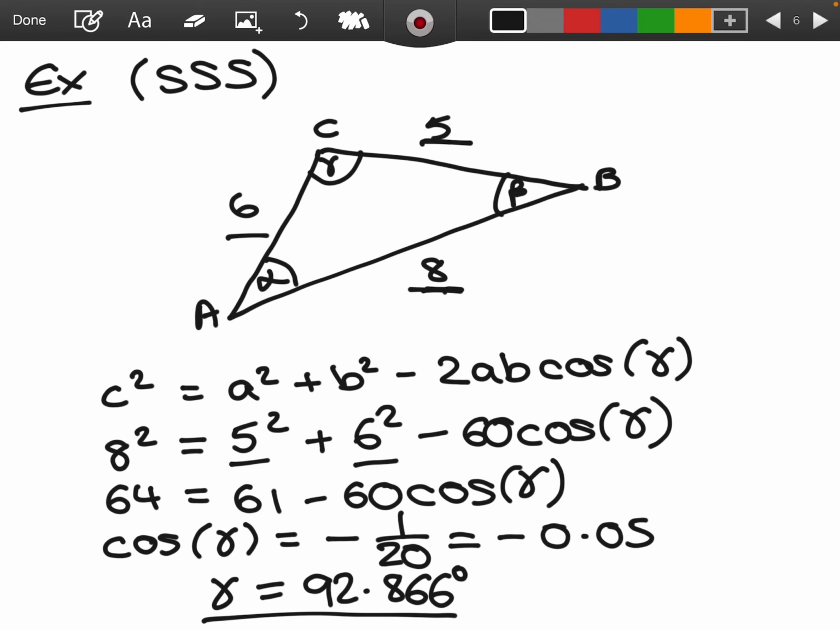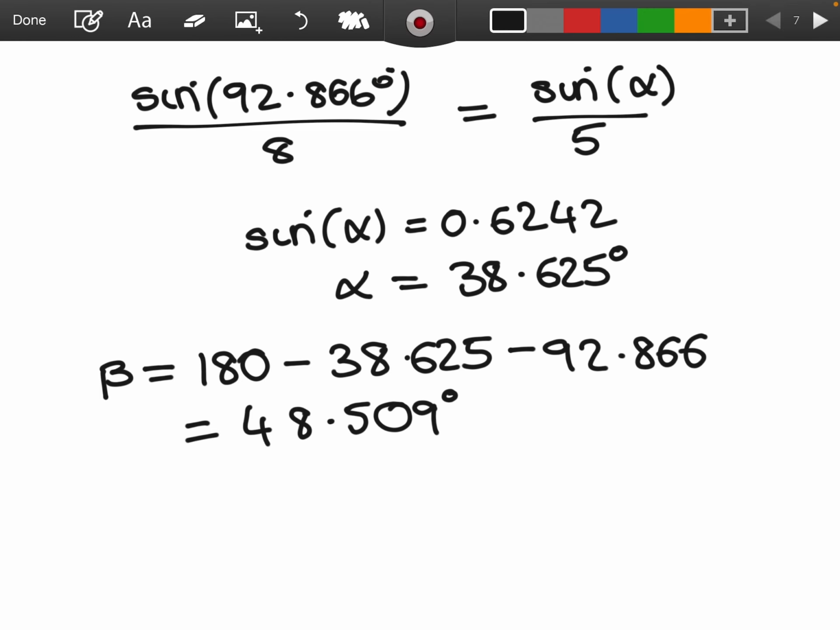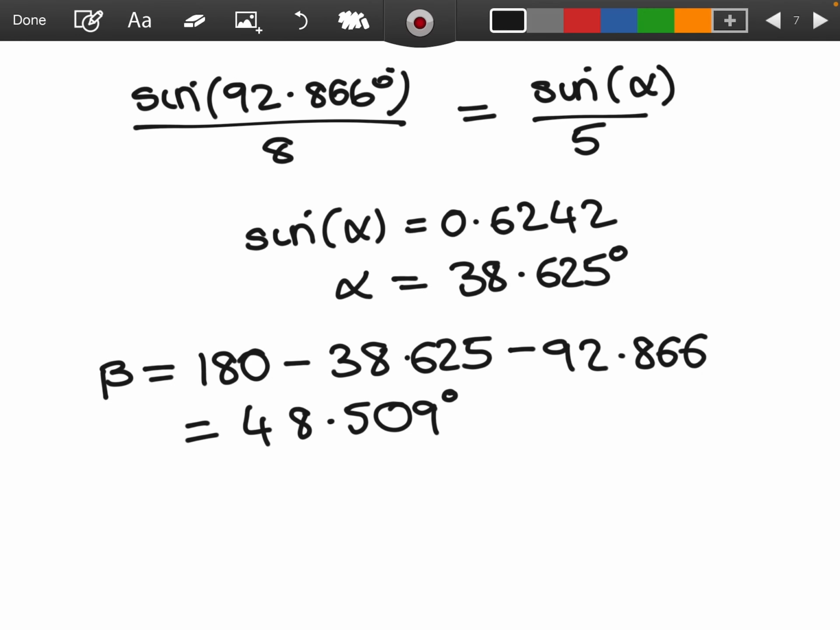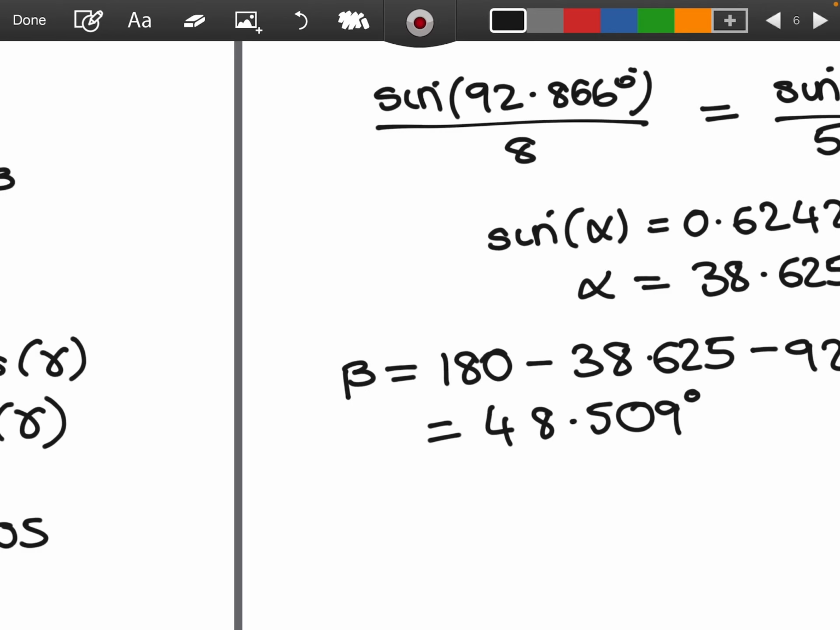You can, by all means, if you wanted to, just use another form of the law of cosines here and find a second angle, and then do 180 minus those two angles, and that will give you the third angle. You can by all means do that. It's just this way is a lot more complicated than just using the law of sines. So I've used the law of cosines in order to find one angle, and then once I have that one angle, I can then go ahead and use my law of sines to find another angle. And then I've just done 180 minus those two angles. It gives me my final angle.